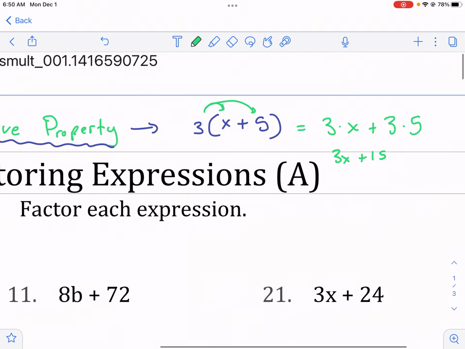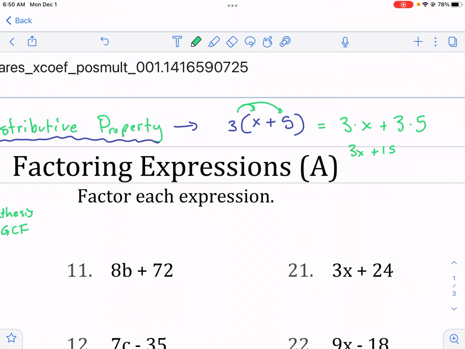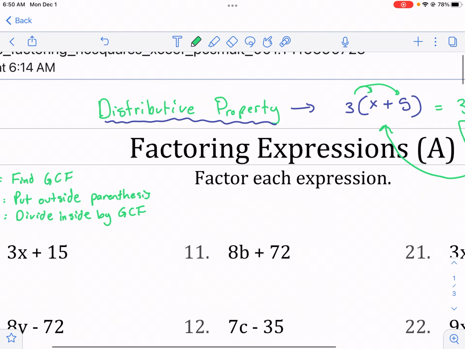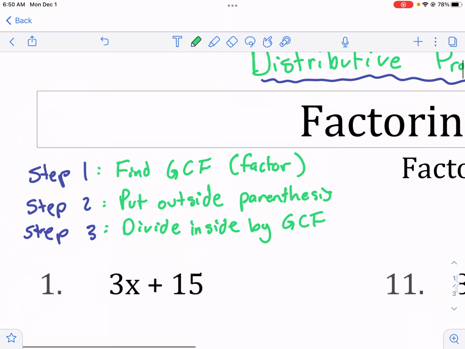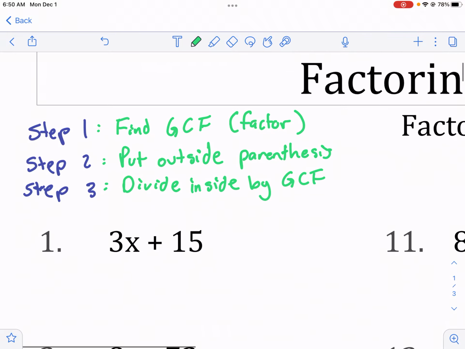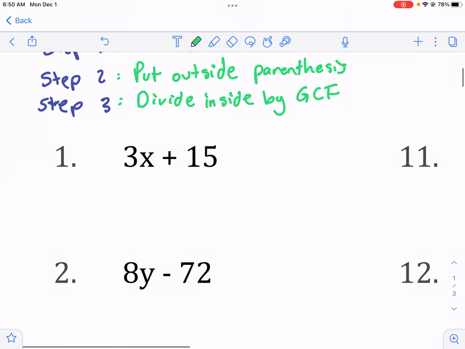Why is that important for factoring expressions? Well, factoring is going in reverse. So instead of distributing, which is make it into an expression without parentheses, we are going to be factoring, which means we're going to go from this into a parentheses form, which is called factored form. And there's really 3 steps for doing this. Number 1, we're going to find the GCF. That means the greatest common factor. So we're going to look for a common factor between all the terms in the expression. Number 2, we're going to put that factor outside the parentheses. And then step 3 is we're going to divide the inside of the parentheses, the remaining expression, by the GCF. It seems more complicated than it actually is. Let me show you how this works.